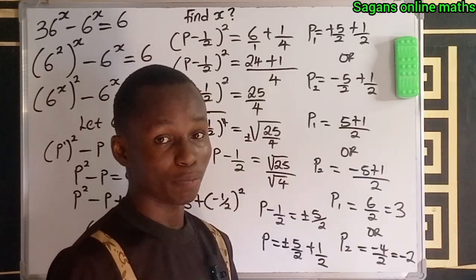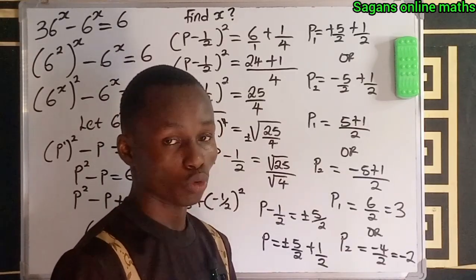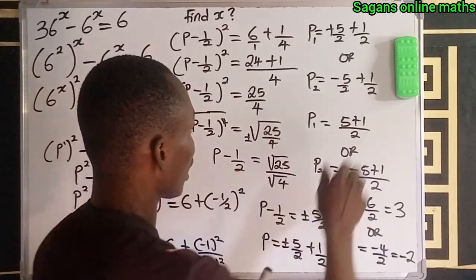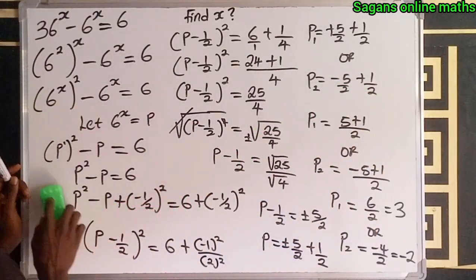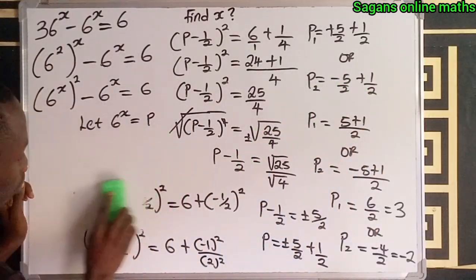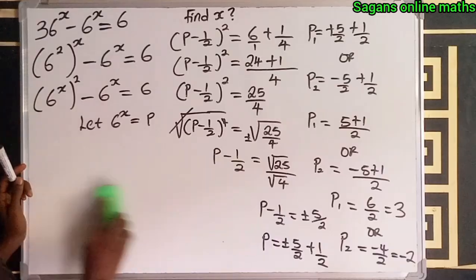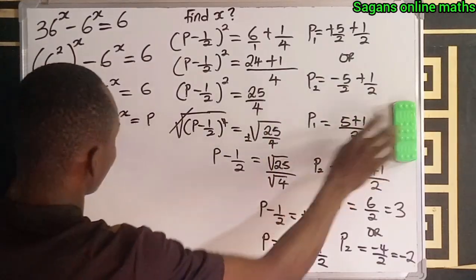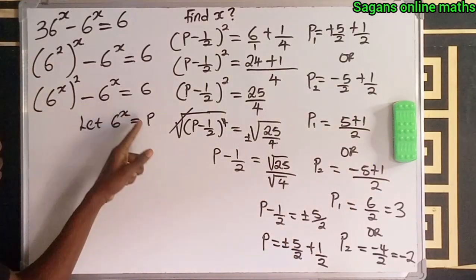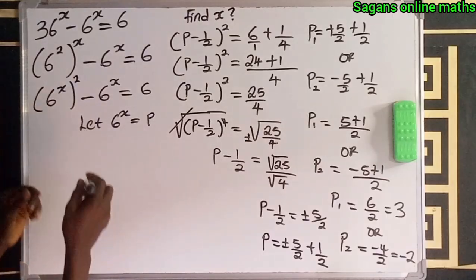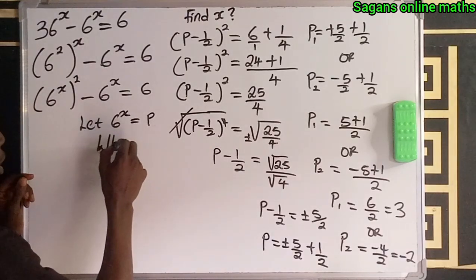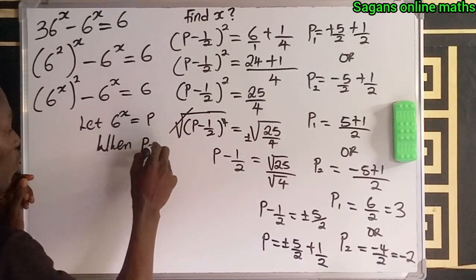So since we are getting the value of p, it's very okay for us to find the value of x. Now let's recall something very interesting from here. Let me remove this from here quickly and recall something very important. Now we know from our initial solving that we said let 6 to the power of x equals p. So let's see when our p is equals to what?